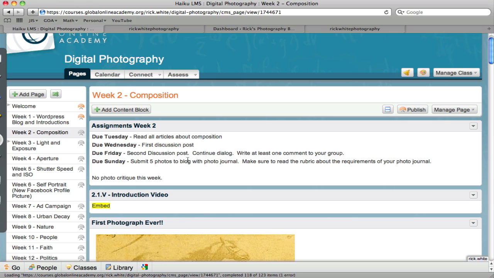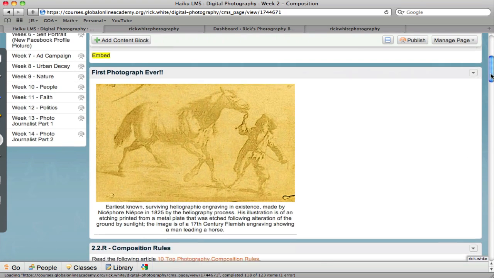And then Sunday is the submit your 5 photos for this week, which I know is a little bit of a lot, but you'll see that the assignment itself lends to more photos than less. There will be weeks where you're only supposed to submit a couple, but this one will be all right, I think. Okay, so here's your famous photo.